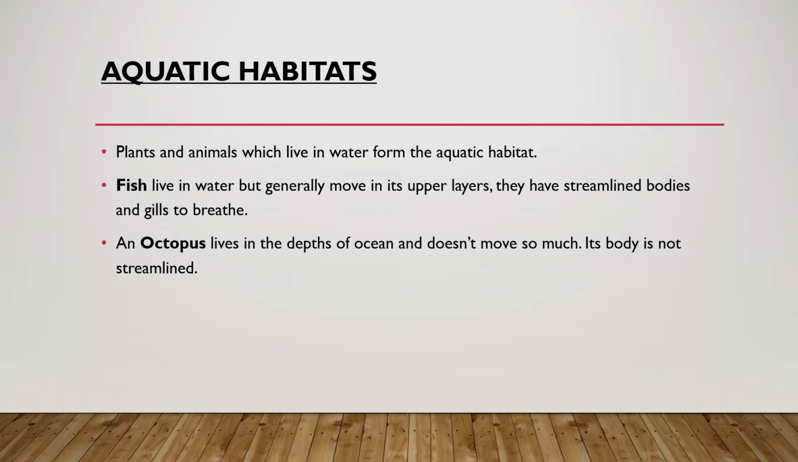The fishes generally live in water and they travel in water with the help of a streamlined structure. An octopus lives in the depth of the ocean and doesn't move so much, so its body is not streamlined.